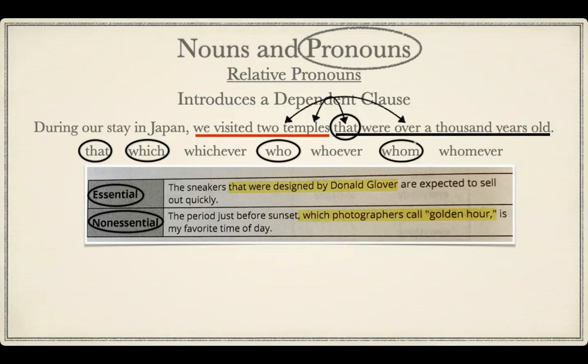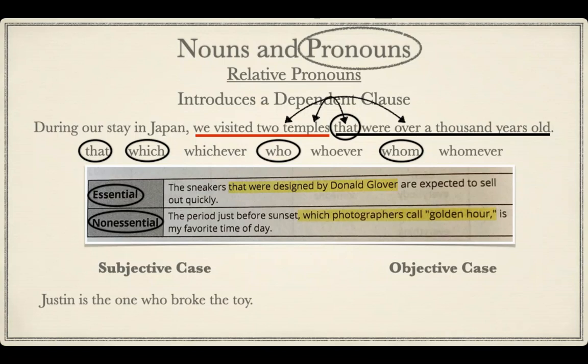Who and whom are the only relative pronouns that have a specific case. Who is a subjective case pronoun, and whom is called an objective case pronoun. If you're not sure which word is correct, who or whom, determine how the pronoun is being used. In this sentence, Justin is the one who broke the toy. We can replace who with the subjective case personal pronoun he without changing its meaning.